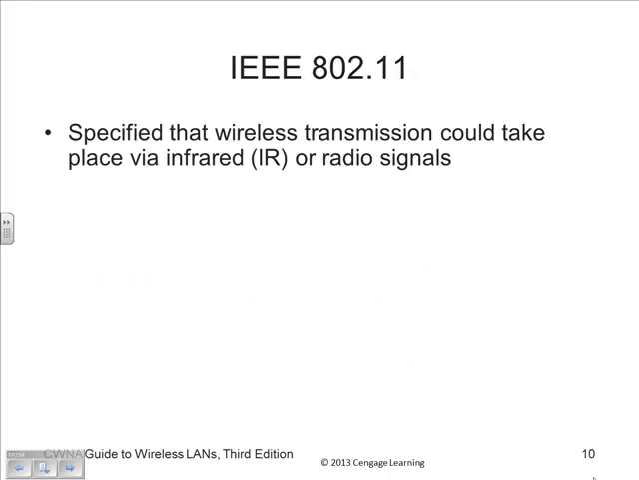Technical corrections. 802.11 was the original wireless, and it was 1 megabit per second, 2 megabits per second to take place via infrared, IR. IR, not such a good thing. What's the problem with infrared? Line of sight.